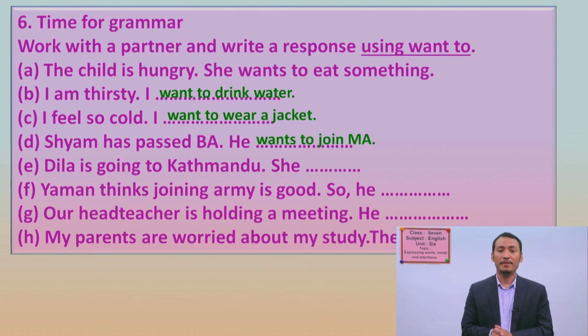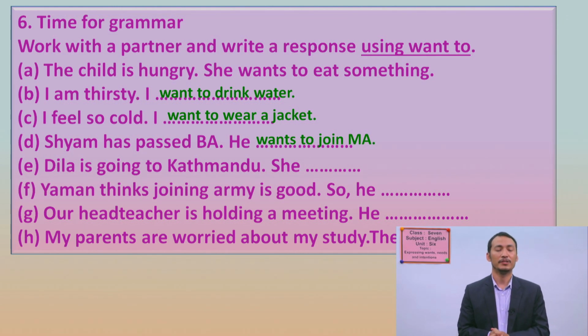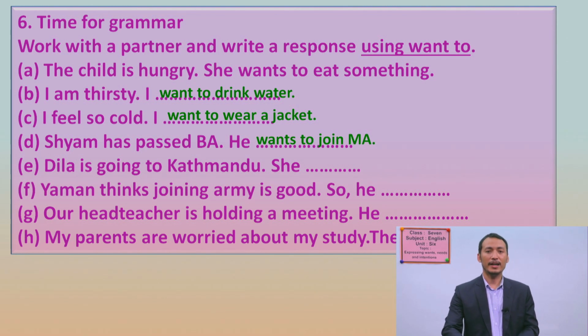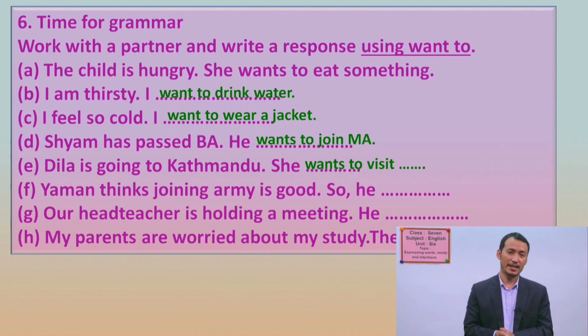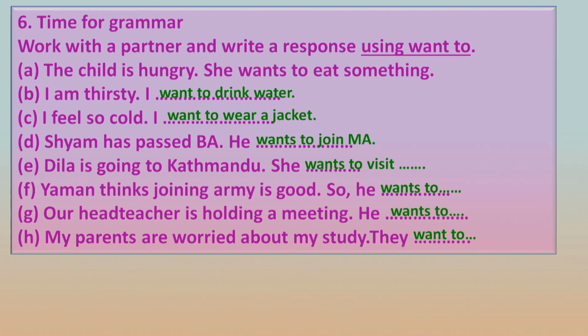And when somebody passes BA, he can or he wants to join MA, right? Dila is going to Kathmandu. She wants to visit different places like Pashupatinath temple or museum or different Darbar squares, right? So these are the ones. And you can complete the others, what they might do or what they might want.